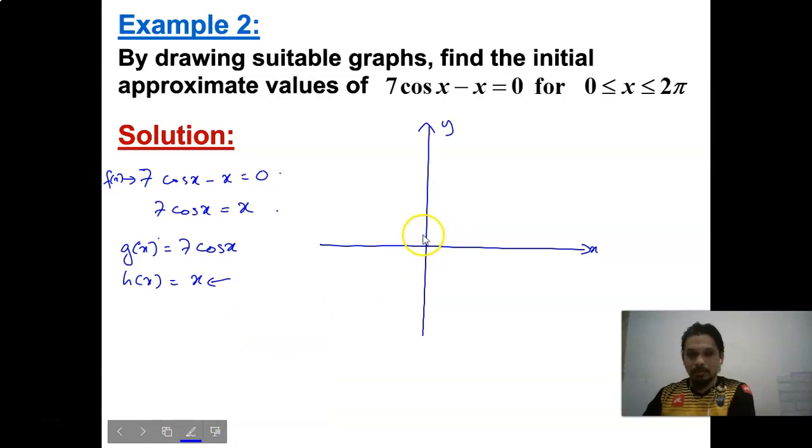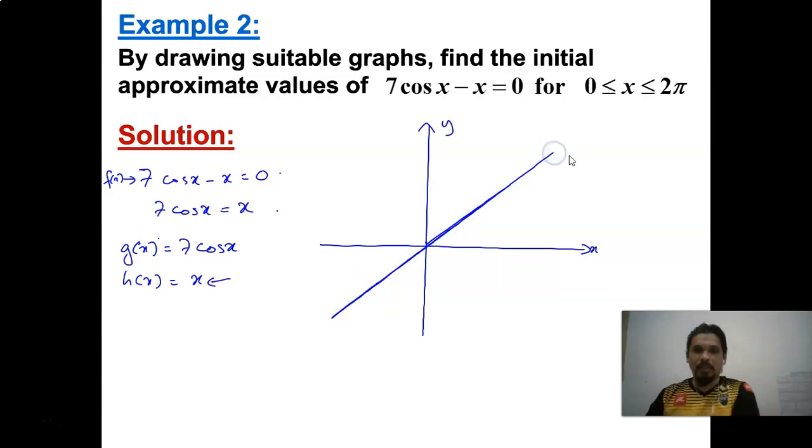So how can I say that? There you go. Okay, just assume that this is h(x) equal to x, which is 45 degrees between the line to the x-axis and 45 to the y-axis. Just imagine it. Okay, and then the graph of 7 cos x.